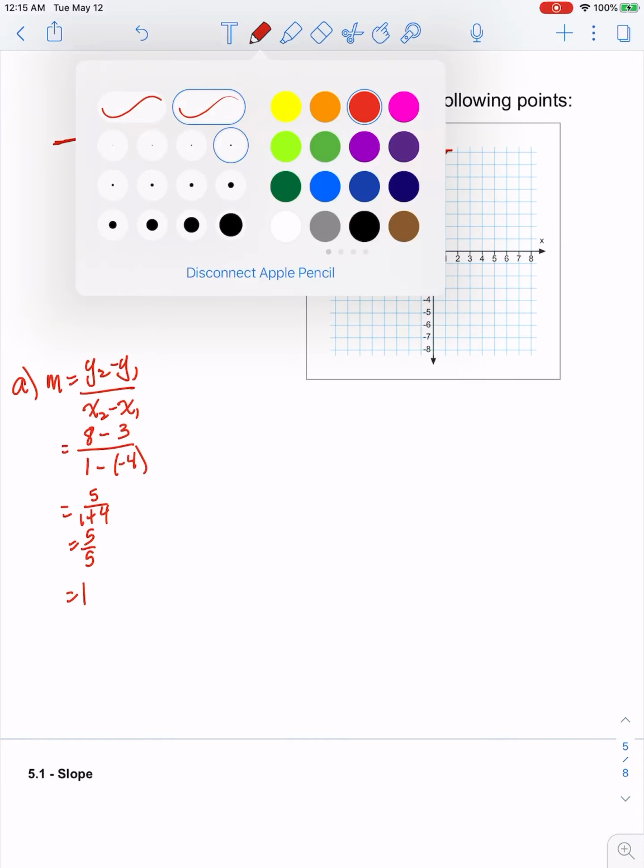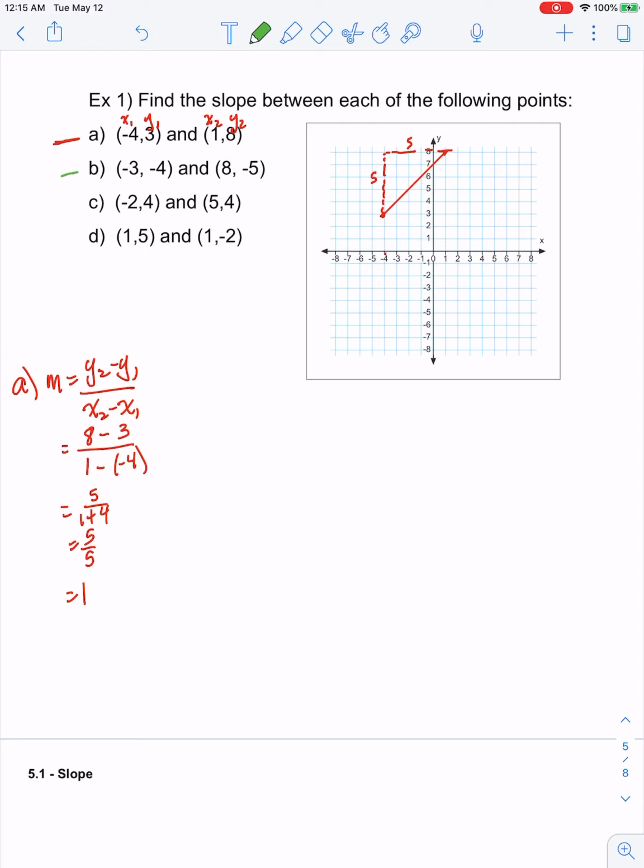All right, the next one I'm going to do in green. So B, why don't you try it yourself? See what you get. Stop the video, try it, and see how you do, and then come back. So x1, y1, x2, y2, slope equals negative 5 minus negative 4 over 8 minus negative 3, which is negative 5 plus 4 over 8 plus 3. That equals negative 1 over 11.